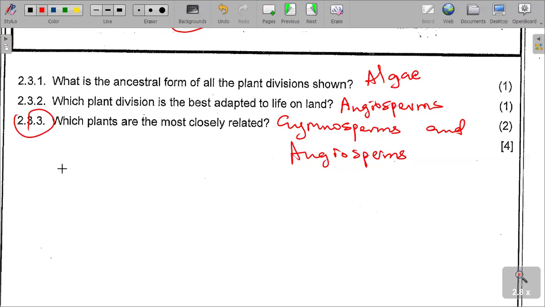Question 3. Let's quickly just answer the next question.